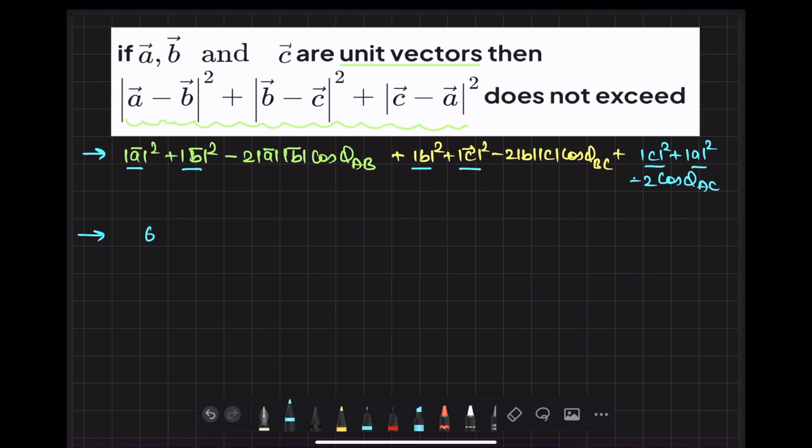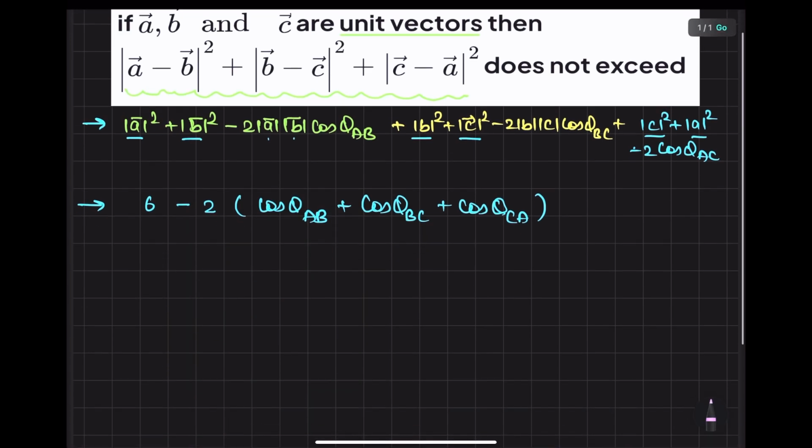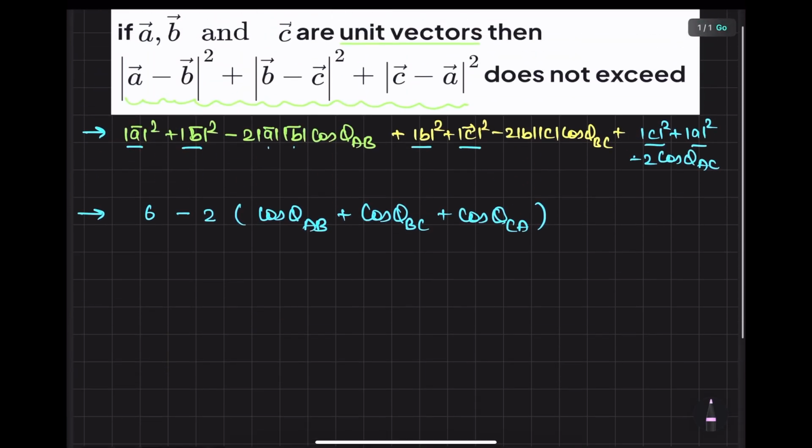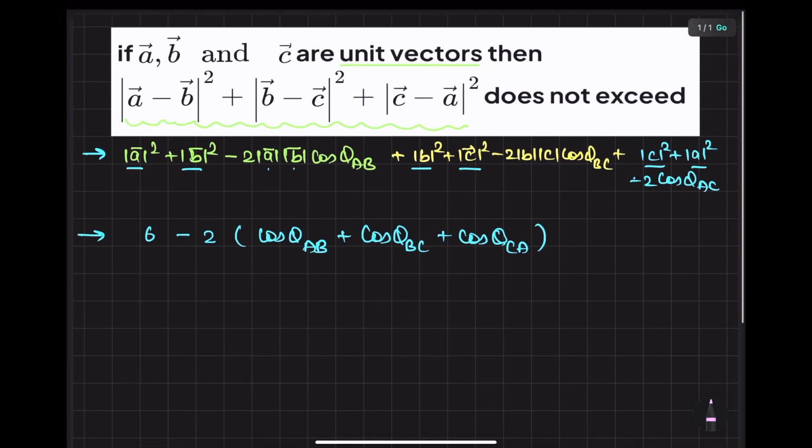So it is 6. Then minus 2 we can take common, and we will be left with mod A is 1, mod B is 1. So it is cos theta AB plus cos theta BC plus cos theta CA. So we need to calculate the value of cos theta AB, cos theta BC, cos theta CA. Now, right now we do not have any idea.